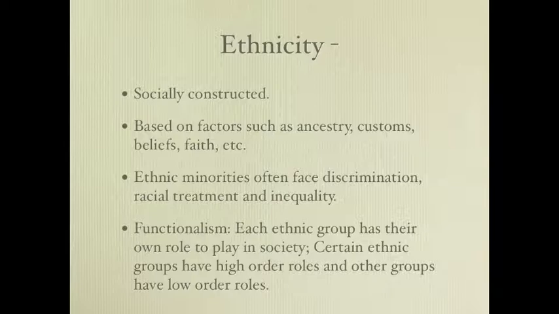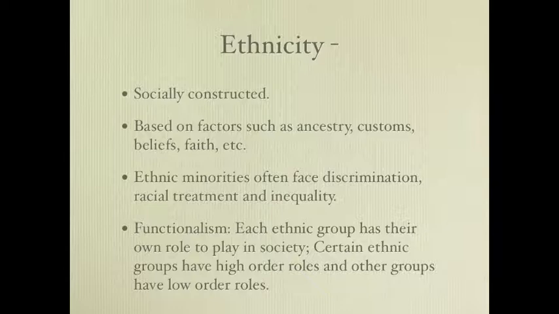Ethnicity is deemed a social justice issue because certain ethnic minorities face a myriad of discrimination and racist treatment based on their background. Functionalist theory, whereby individuals are classified into groups and have certain roles to play in society, also helps us to understand how inequality can stem from ethnicity. In a functionalist society, each ethnic group has their own role to play in society.